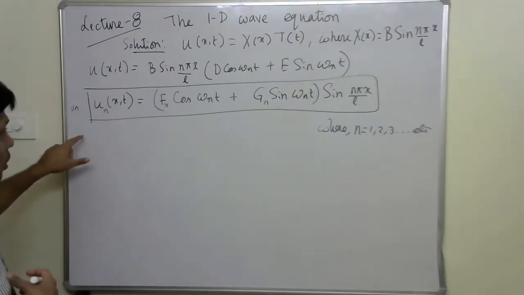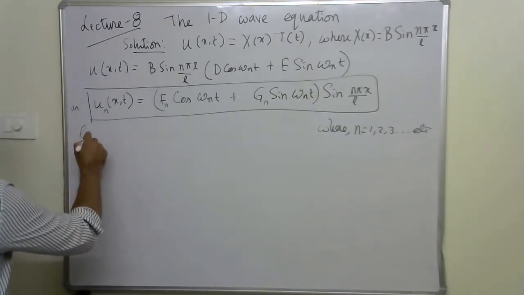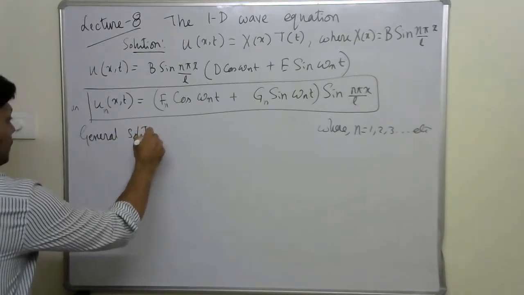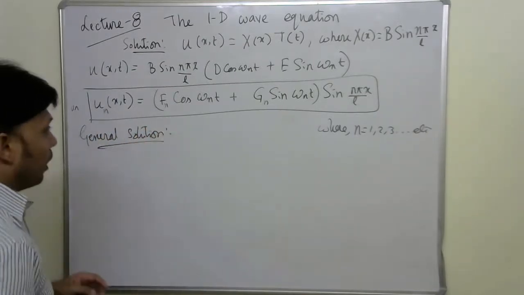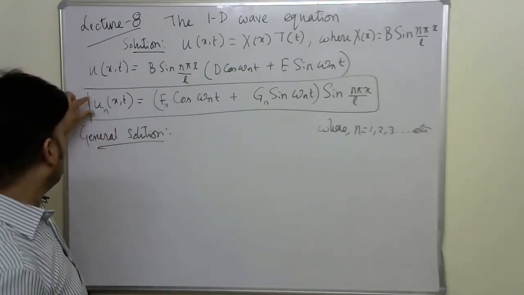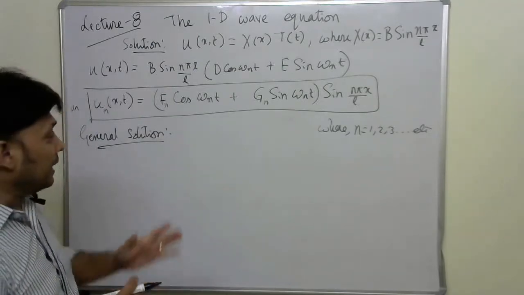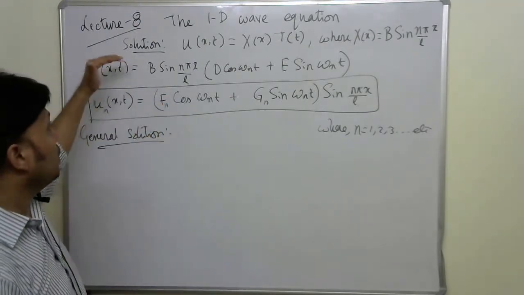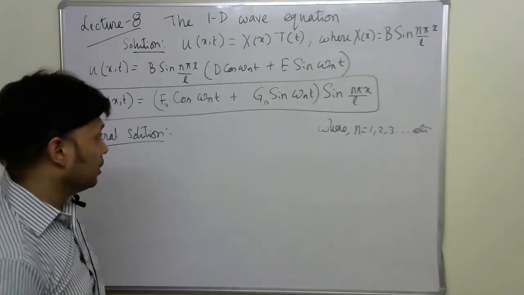But this is not all, so we can further generalize it. So we can write a more general solution. The more general solution is what? So now for each value of n, whatever the un value we get, that can serve as a solution to the partial differential equation, or the vibration of one-dimensional string problem.